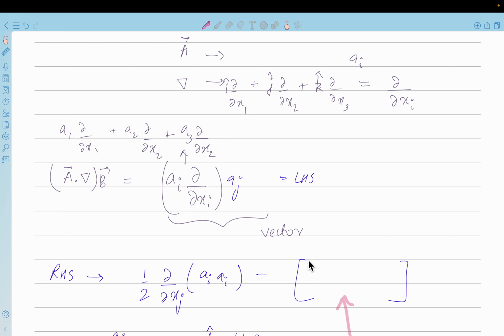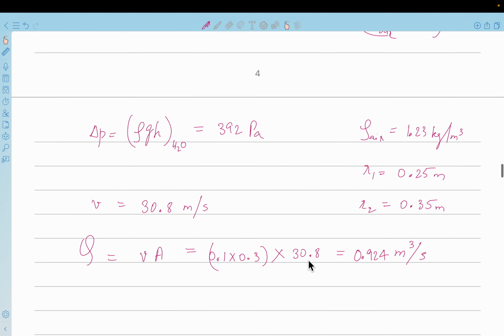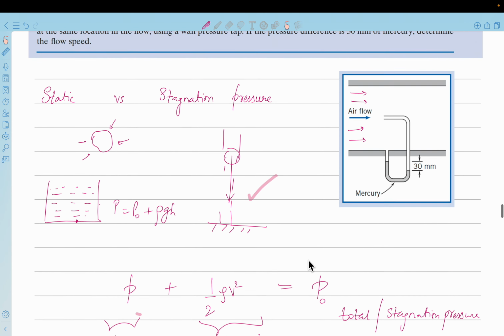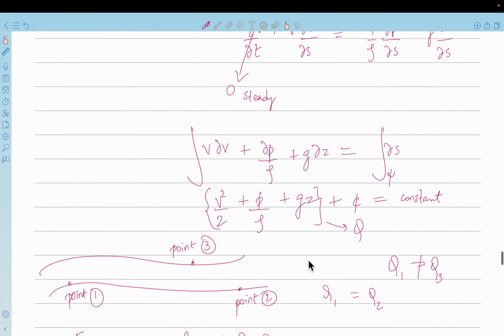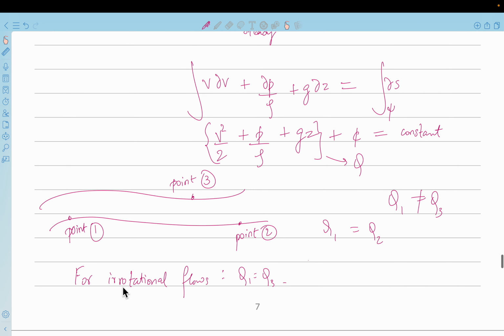Anything else? Okay, try and have a look at this derivation where we prove, for irrotational flows, that you can in fact apply Bernoulli's equation even on points which are on different streamlines.